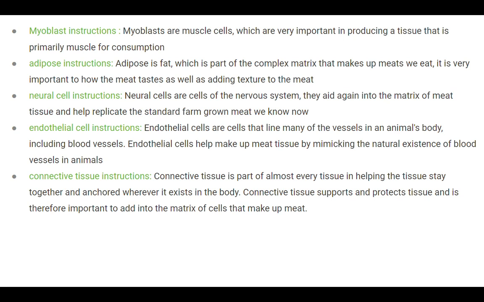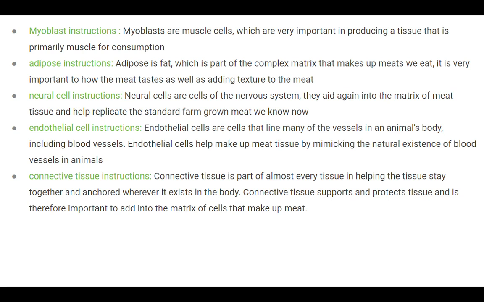The next one, adipose instructions. Adipose is basically the fancy version of fat cells. Fat cells are important in the complex matrix that makes up that chunk of meat that I talked about earlier on the website. It's very important to how the meat tastes, as well as adding that steak texture.